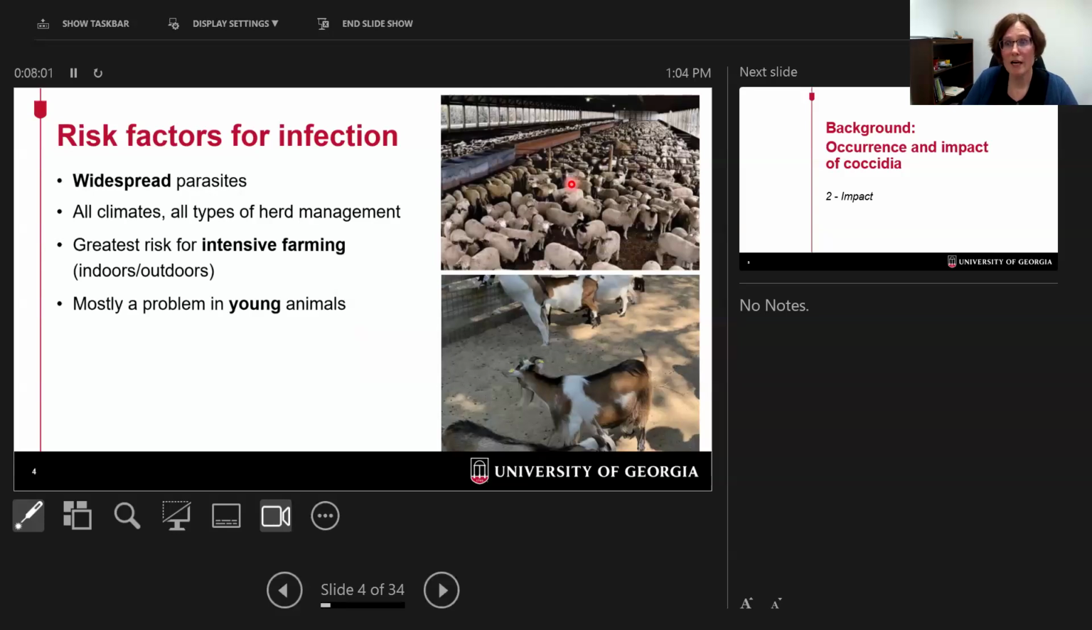However, even if you have a setting outdoors, like the lower picture here, with more space for each animal, that does not preclude that there is an issue. It's just less likely that it becomes a big economic problem. Usually young animals are most susceptible, and that is mostly because we would see the first infection in those animals. So they're not having any immunity at all. So they would just get the full-blown extent of coccidiosis.